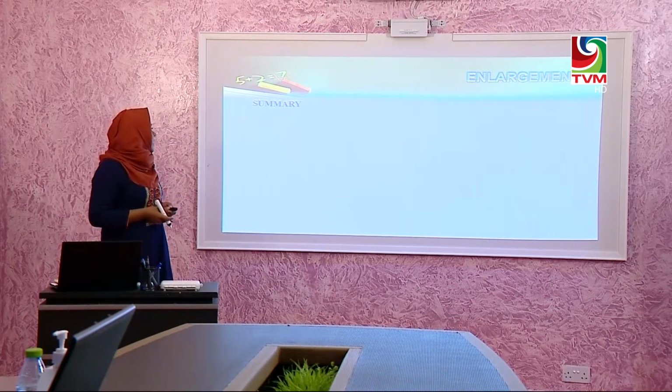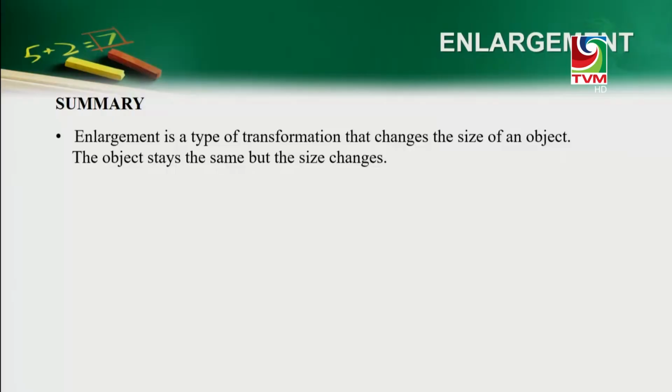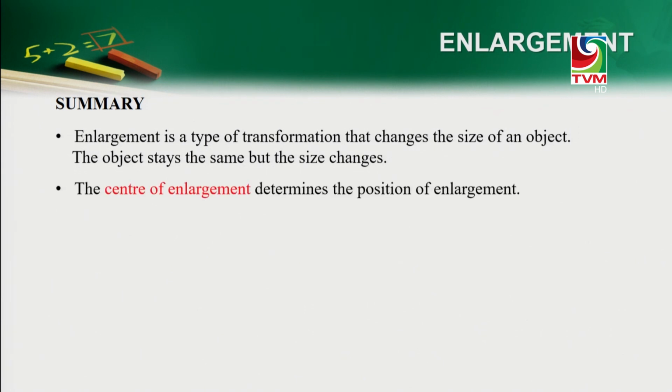Now let's see what we have discussed in today's class. We have discussed that enlargement is a type of transformation that changes the size of an object. The shape of the object stays the same, but its size is going to change. And the center of enlargement determines the position of the enlargement, and the scale factor determines the size of enlargement.